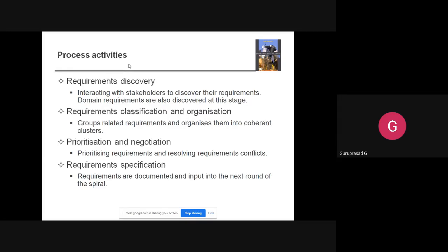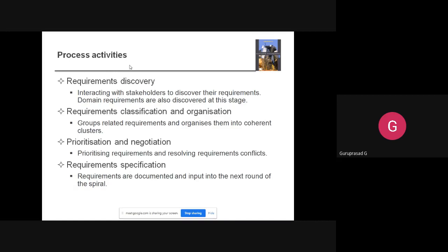Then we need to prioritize which requirement has more priority and which has less priority. So we have to analyze and negotiate the requirements. We have to resolve the requirements conflicts. Requirements will have conflicts, so we need to resolve them. And the last one is the specification. We need to document and input it into the next round of the spiral model.